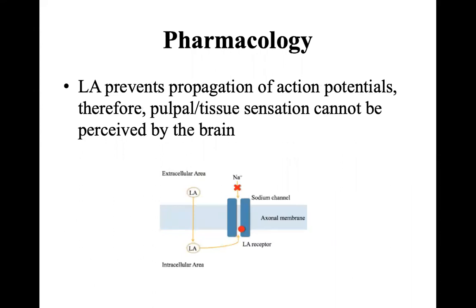A bit about the pharmacology of local anesthetics. Local anesthetics prevent the propagation of action potentials in nerve cells. Therefore, pulpal and tissue sensation cannot be perceived by the brain. This is through the blockage of sodium ions into sodium channels, preventing the propagation of action potentials.